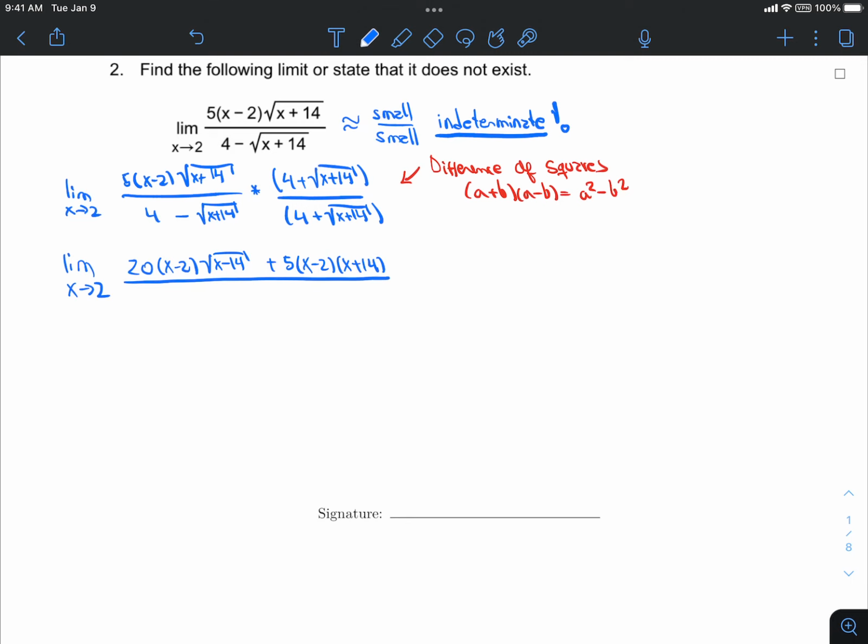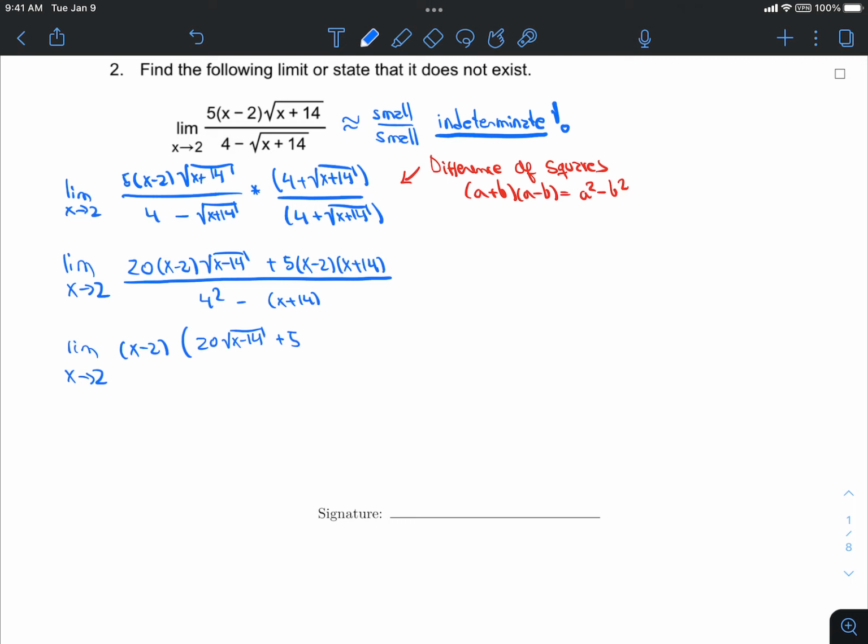And then at the bottom, I can use the difference of squares. So this is 4 squared minus root x plus 14 squared, which is just x plus 14. And then I can continue. x goes to 2, and that's going to give me, okay, how can I make this look a little nicer? I don't think there's much I can do other than factor something out. Maybe x minus 2 factors out.